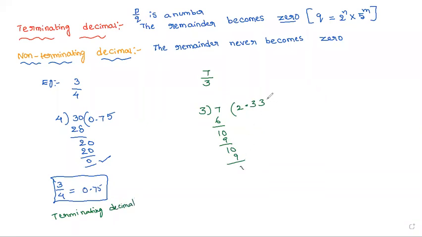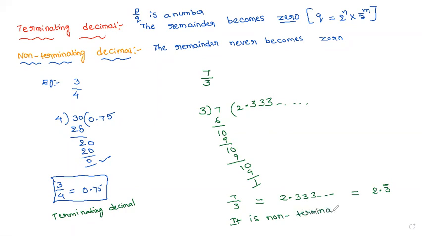So next remainder 3. The process continues. 7 by 3, the process continues. 333. 2.333 is written as 2.3 with a bar. So it is a non-terminating repeating decimal. It is non-terminating and also repeating decimal. Non-terminating repeating decimal. Write down.